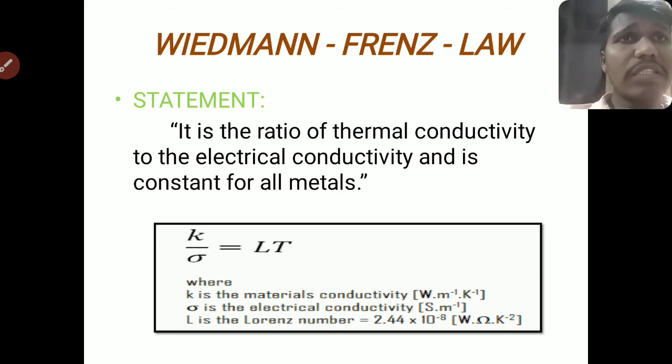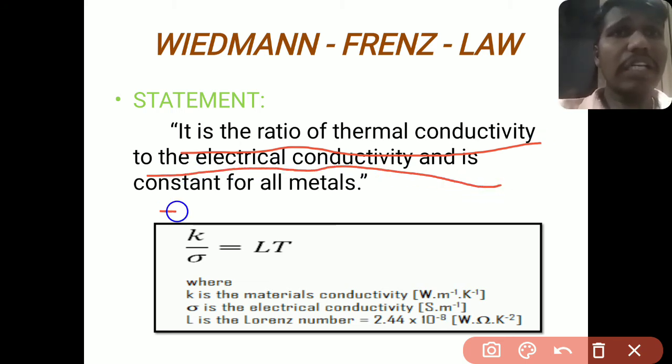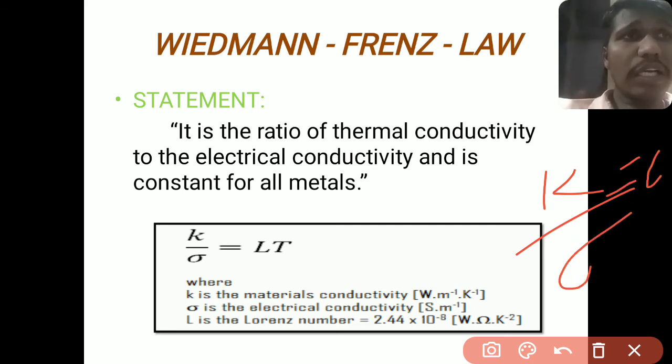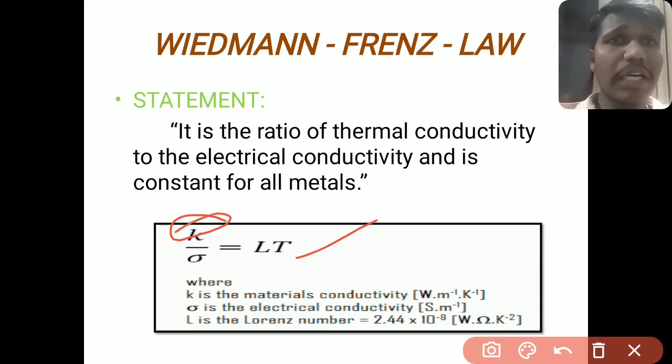The statement of the Wiedemann-Franz law is that the ratio of thermal conductivity to electrical conductivity is a constant for all metals at the same temperature. So the ratio of thermal conductivity K and electrical conductivity sigma is equal to a constant L into T. K divided by sigma is equal to L into T, where K is thermal conductivity, sigma is electrical conductivity, L is the Lorenz constant, and T is the absolute temperature.